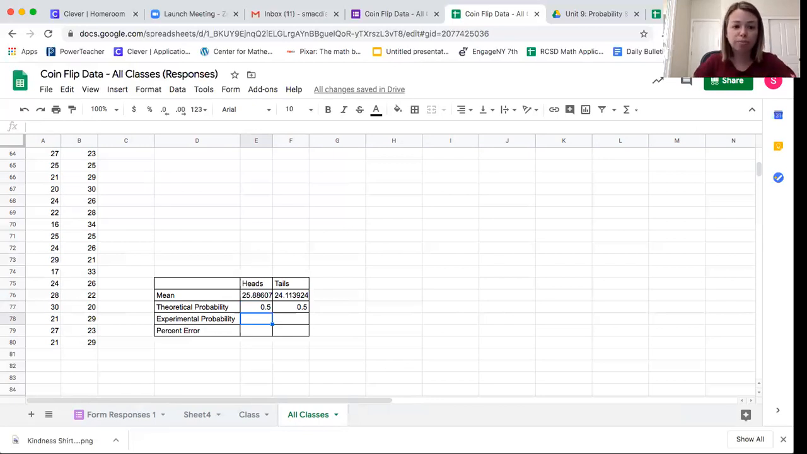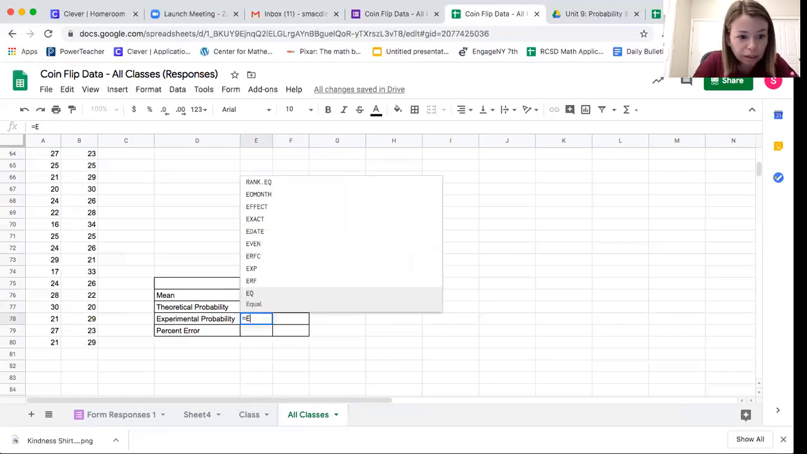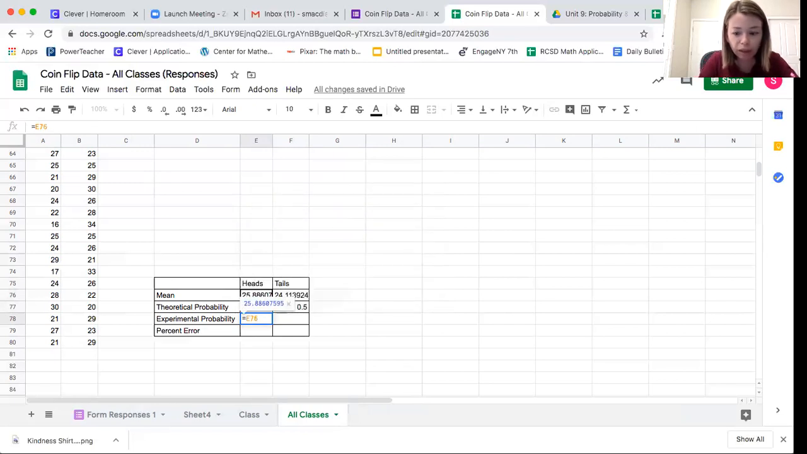So we're going to take the mean, which is E, so equals E76. And we are going to divide by 50 because it's out of 50 flips. And then I'm going to copy it, come over here and paste. And then I'm going to find the percent error.